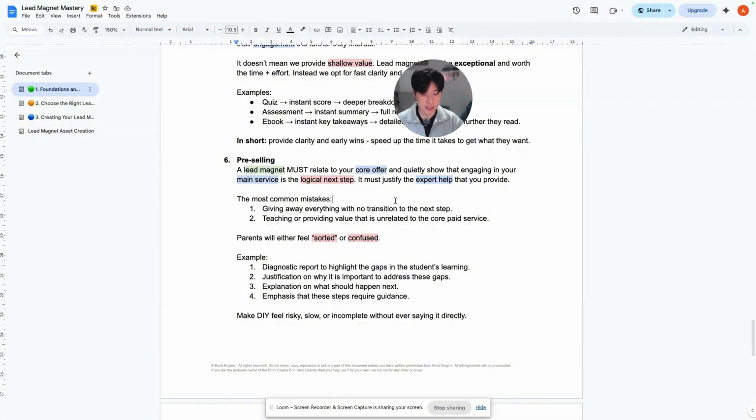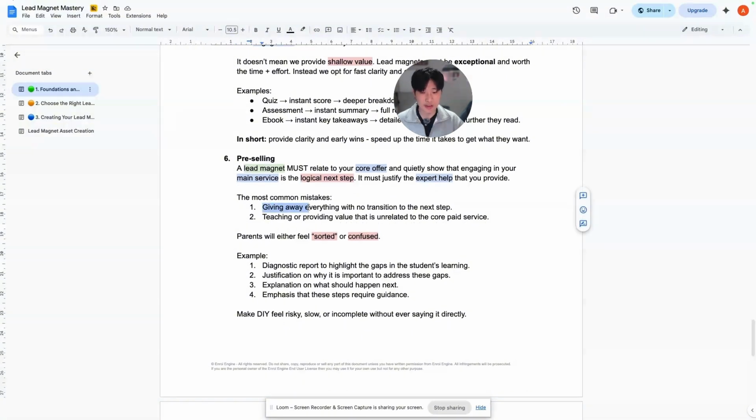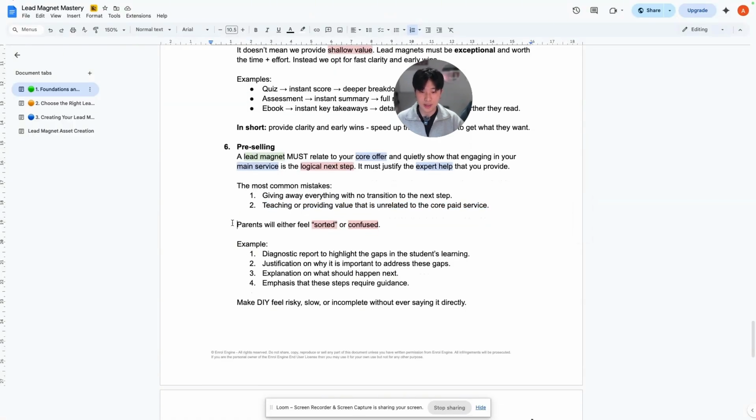So I'll give you 2 common mistakes. The first is giving away everything that you could possibly share with no transition to the next step. And the second is teaching or providing value that is unrelated to your core paid service. The second one is definitely less common, but very detrimental. So those are the 2 most common mistakes that we see regarding lead magnets.